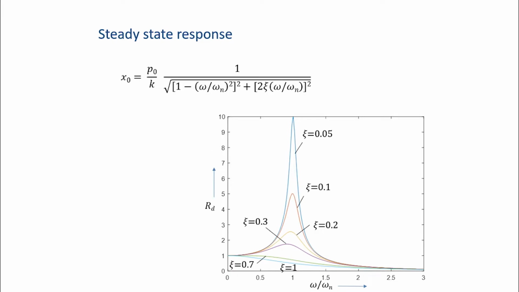And when the frequency ratio is near 1, the response amplifies a lot depending upon the value of damping. And when the frequency ratio is much higher than 1, this factor becomes much less than 1. It becomes close to 0. That means the steady state response amplitude would be much smaller than the static response amplitude.